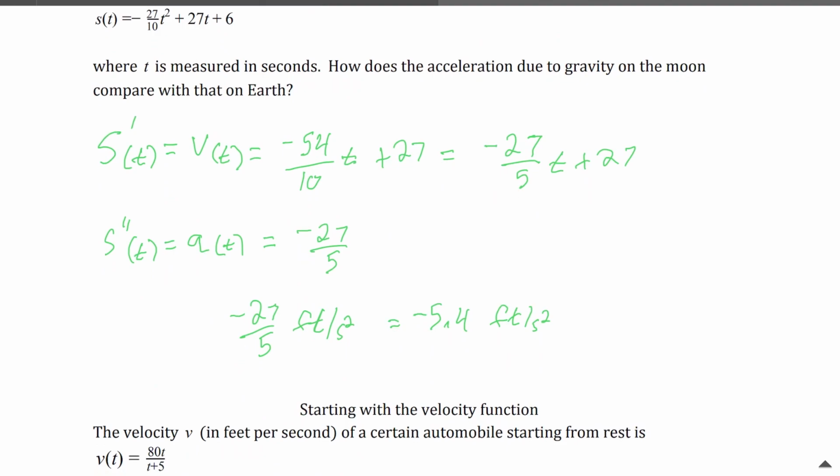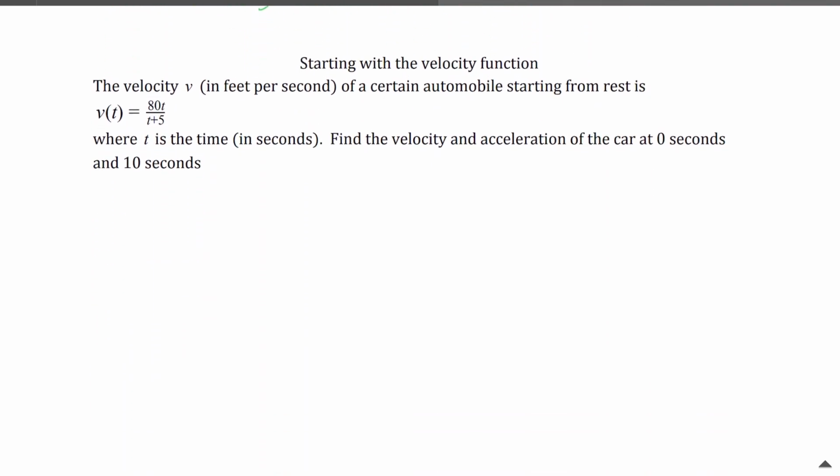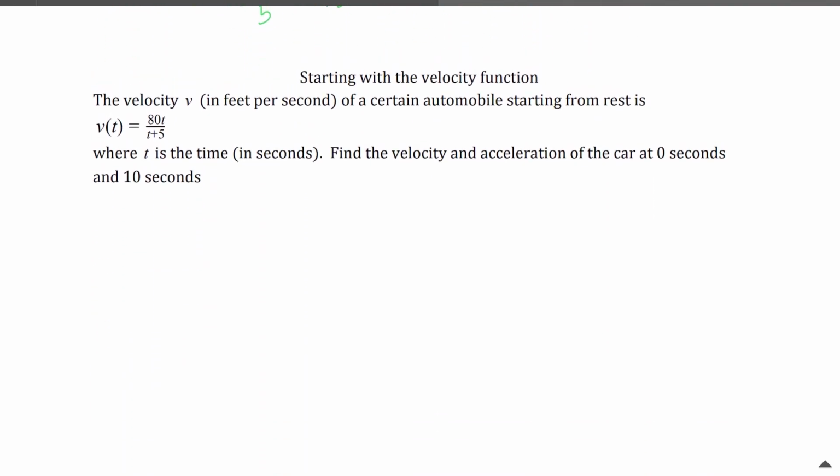So let's continue on and see what happens when we're not necessarily starting with the position function anymore, but in this case, starting with the velocity function. So the question states the velocity v in feet per second of a certain automobile starting from rest is v of t given by 80t over t plus 5, where t is the time in seconds. What we want to do is find the velocity and acceleration of the car at 0 and 10 seconds.